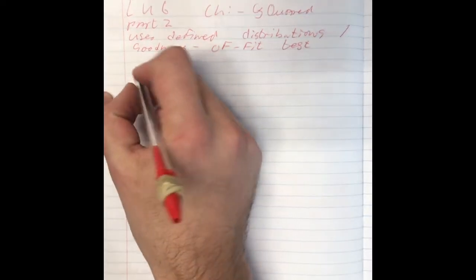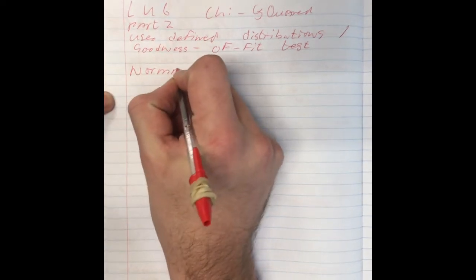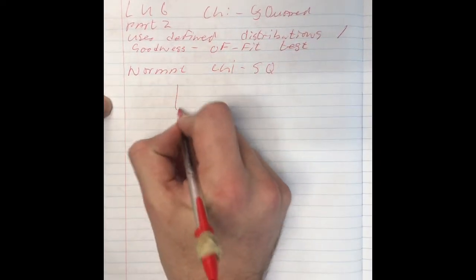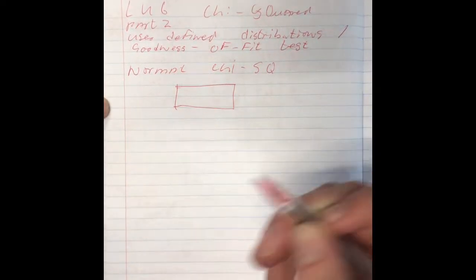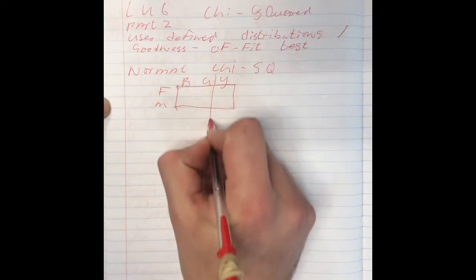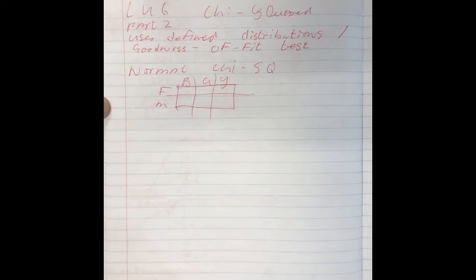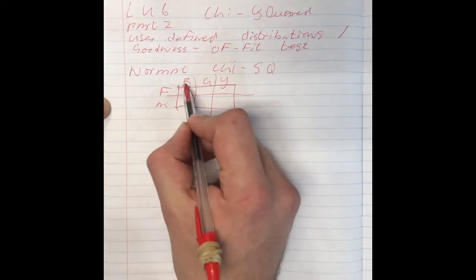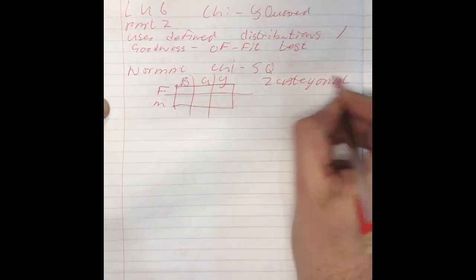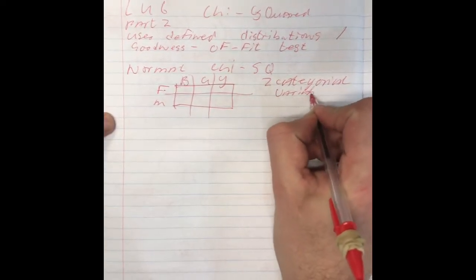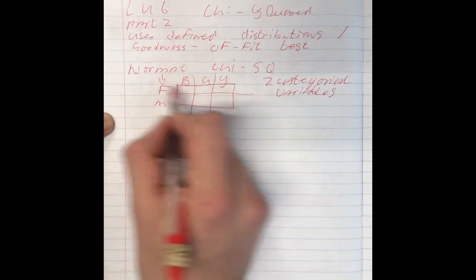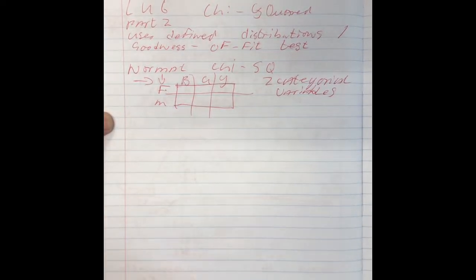So, for the normal chi-square, we know that we've got a table that is what I call two-dimensional. We've got female, male, and so on, and it looks like that. So we've got two categorical variables. The one categorical variable is gender and the other one is magazine preference.